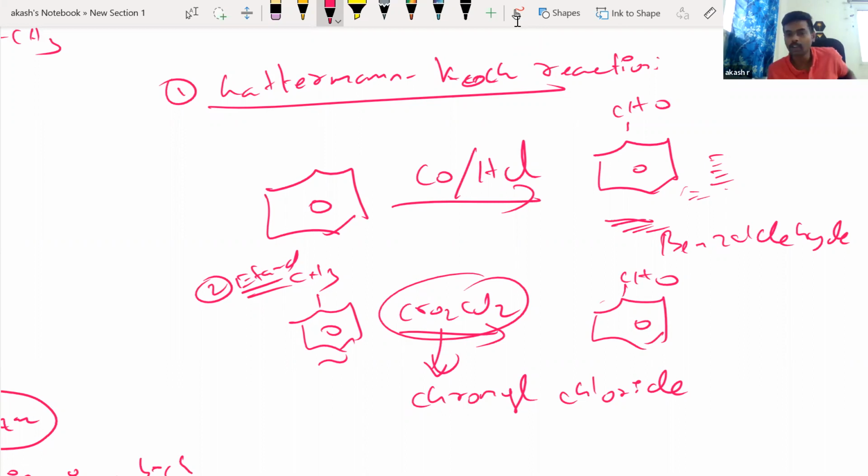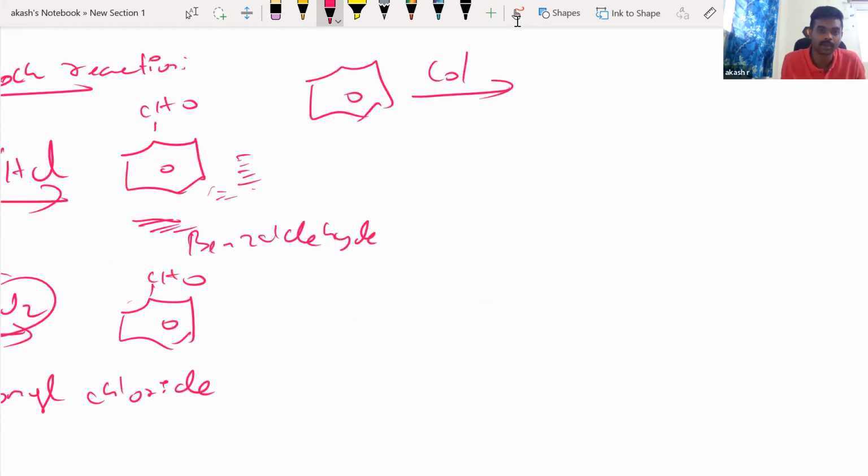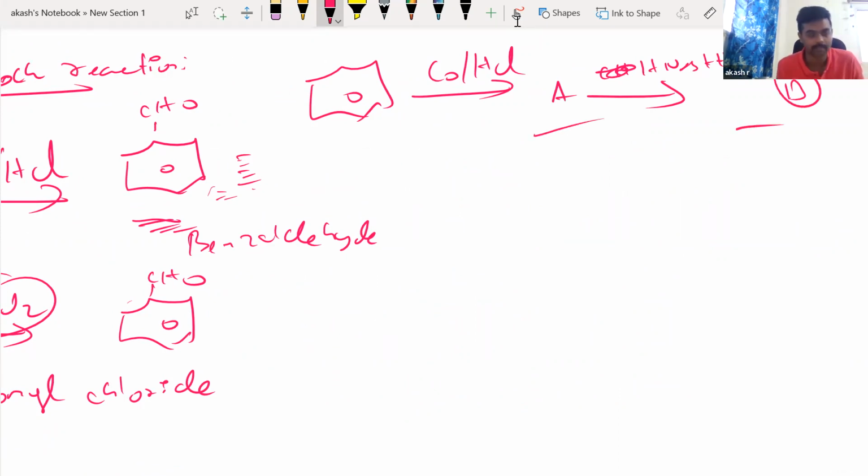They will not ask you in the exam what are the methods by which you can produce benzaldehyde. They will give the question like this: if I have this one, it is reacting with CO in the presence of HCl to form A. It is reacting with HNO3 plus H2SO4, forming B. Like that, they'll ask you to find A and B, right?